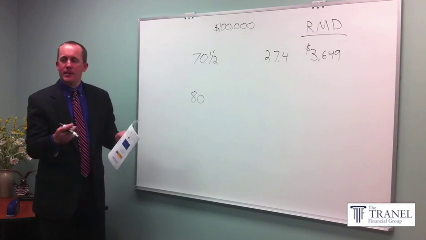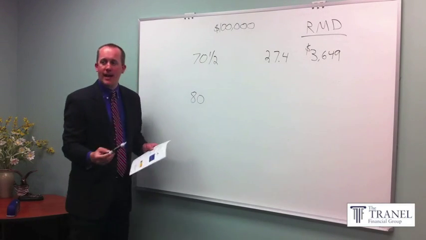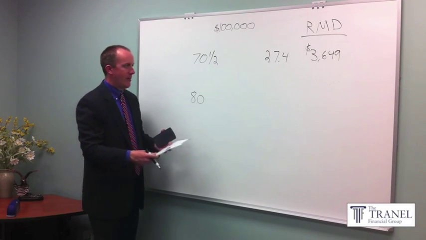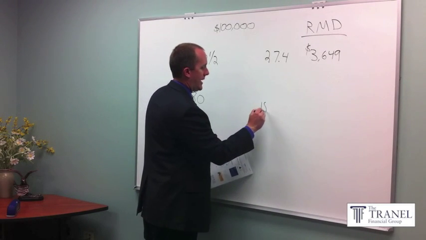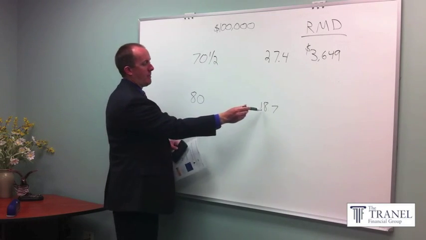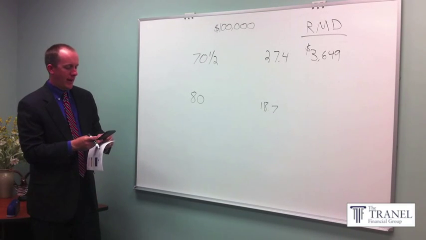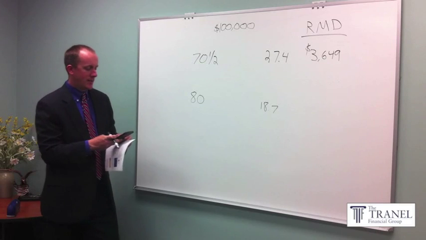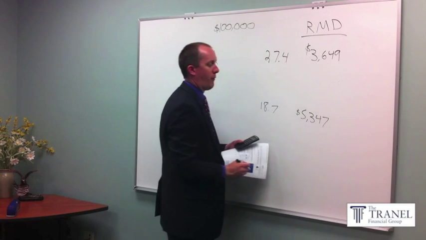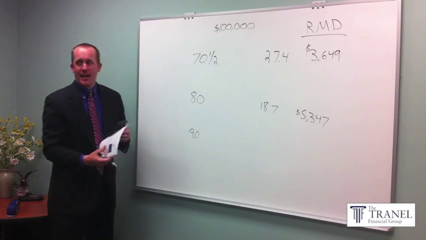When you're 80, your life expectancy is shorter. Therefore, your life expectancy factor from the IRS is going to be a lower number. When you're 80 years old, the IRS says your life expectancy is 18.7 years. Naturally, as you divide by a smaller number, it's going to yield a bigger result. $100,000 divided by 18.7 is $5,347. Let's jump all the way ahead to age 90.